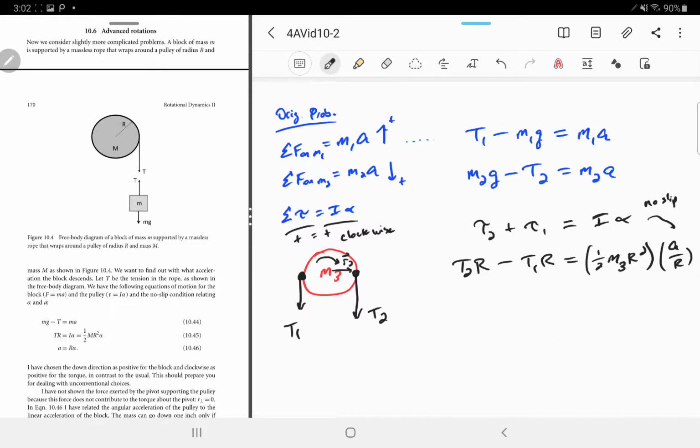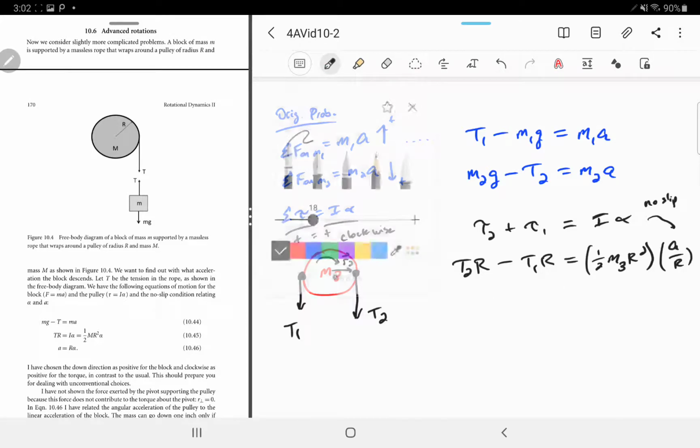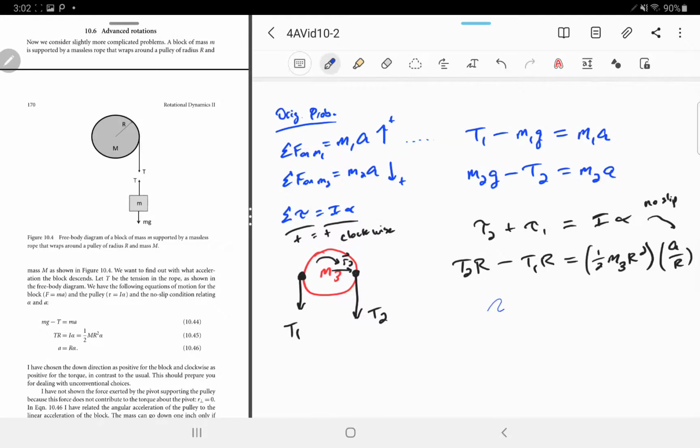Okay, so let's divide both sides by r. And now I'm going to switch to blue. Maybe you'll see why in a second. T2 minus T1 is equal to, so look at this. There's an r squared divided by r and divided by r from this side. So all those r's are going to cancel. So this is just 1/2 m3 a. Okay. So we have equation 1, equation 2, equation 3.